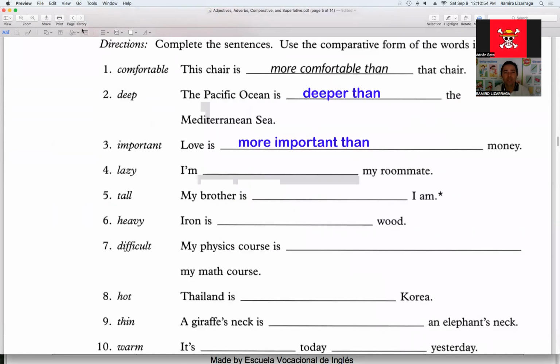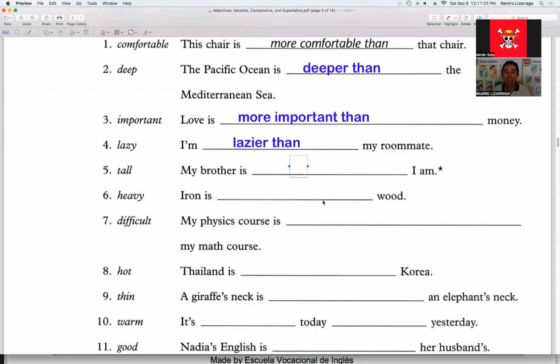I am what? I'm comparing myself with my roommate. Go ahead, Jessica. I am lazier than my roommate. Okay, go ahead. I am lazier than my roommate.